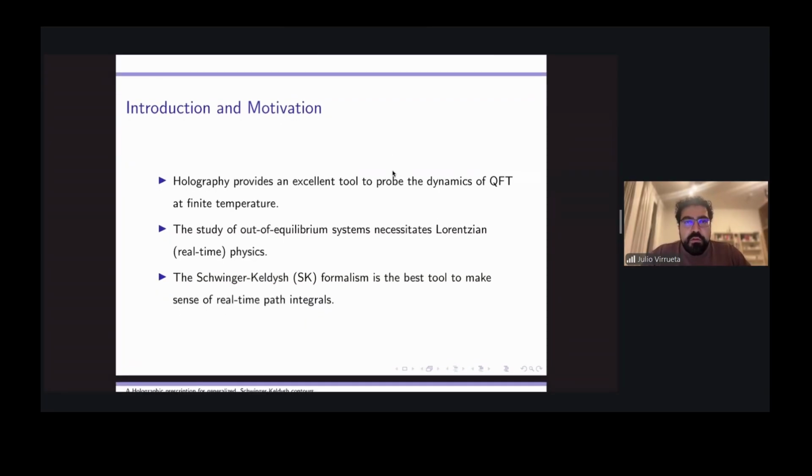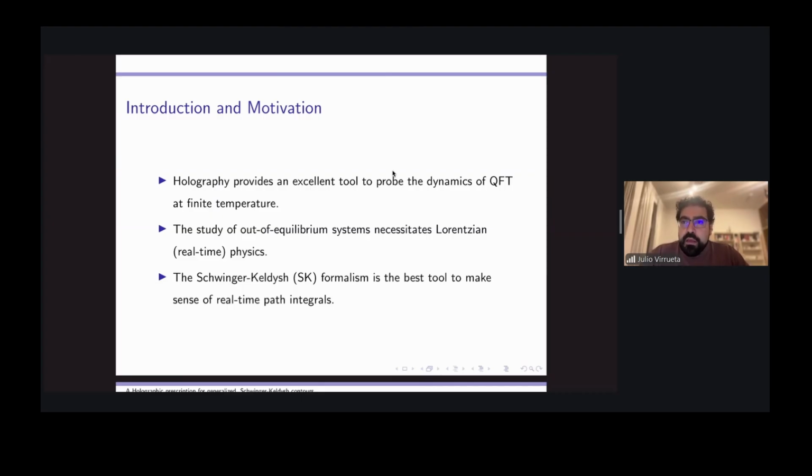Okay, so a bit of motivation, although in this crowd, I don't think I need to motivate too much the goals. The main motivation behind this work is the fact that holography is an excellent tool to study dynamics at finite temperature, and also the physics at finite temperature allows a window into understanding the physics of black holes, thanks to holography. However, a lot of the study of finite temperature holography is done in a Euclidean signature. But as everyone knows, if I want to study the physics of out of equilibrium systems, I really need to consider Lorentzian evolution, real-time physics.